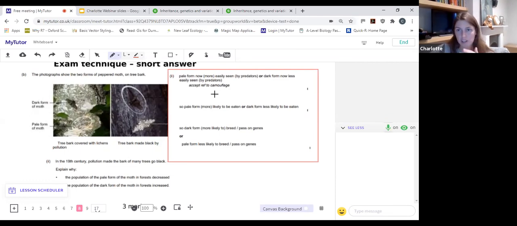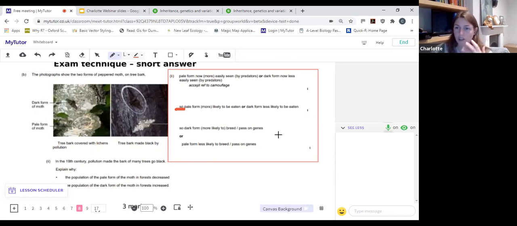Then you need to take that 1 step further, because remember, this is an explanation. So "is" is a really good word to use when you're explaining things. So the pale form is more likely to be eaten, or the dark form is less likely to be eaten. So the dark form is more likely to breed or pass on its genes, or the pale form is less likely to breed or pass on its genes. So this is linking to natural selection there. And you just need to be careful to make sure that you explain your answer fully. So it seems obvious, doesn't it, that if it's not as well camouflaged, it's more likely to be eaten. But you just need to make that point.